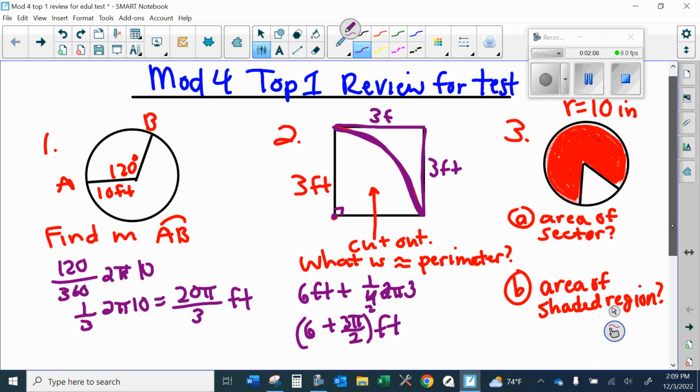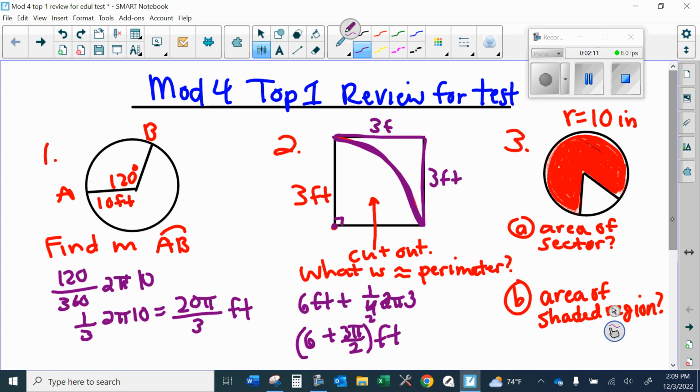All right, number 3. We want the area of the sector. That's that piece right there. Radius is 10. They had to tell us what that degrees was here. Let's say it was 60 degrees. So the area of the sector would be 60 over 360, which reduces to 1/6 pi r squared. And what is r? 10.